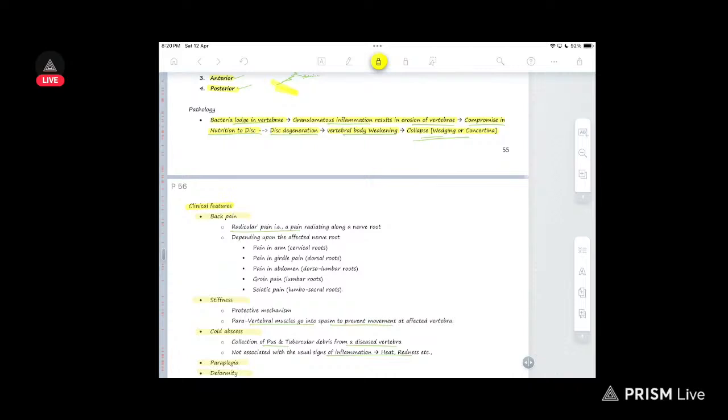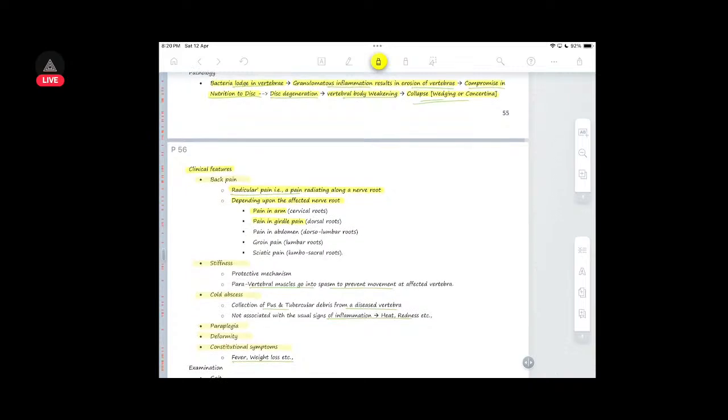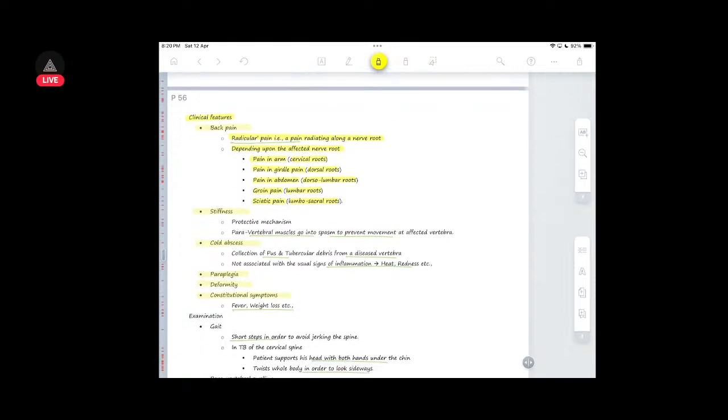Then clinical features, you have radicular pain, that is a pain radiating along a nerve root. Depending on the affected nerve root, pain may be in the arm, pain may be in the girdle. Arm is cervical roots, girdle is dorsal roots. Pain may be in the abdomen, dorsolumbar roots. Groin pain may be there, which is lumbar roots, and sciatic pain, which is lumbosacral roots. That is radicular pain.